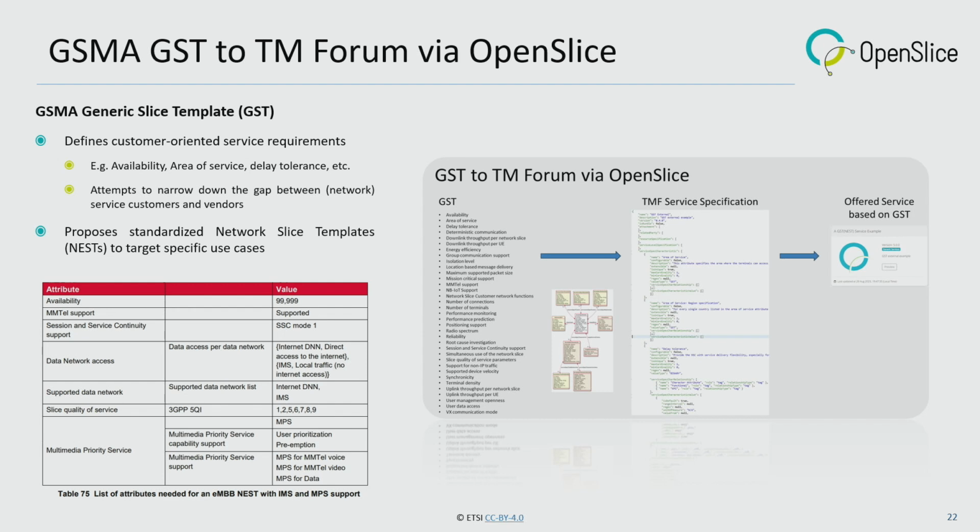So the majority of you will be familiar with the generic slice template of GSMA. This tried to bridge the gap between the service customer and vendors, imposing some characteristics, if I may say, that try to capture holistically a 5G network, or the demands that the customer will have from a 5G vendor. So all this free text or these properties of this template were mapped by OpenSlice towards TMF service specification. So someone can order a TMF service specification injecting specific properties of the generic slice template.